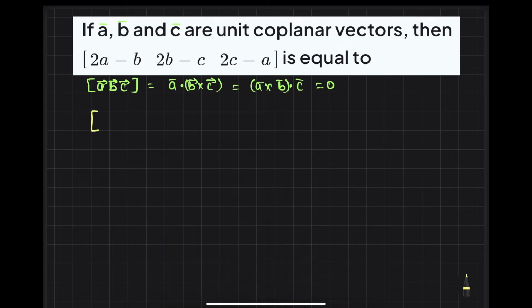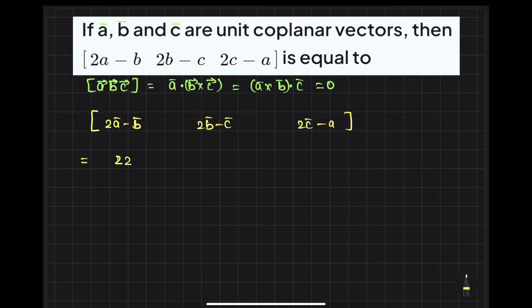a scalar triple product now, whose first component is 2a minus b. This is your first vector. Then we have the second vector 2b minus c. Then we have the third vector 2c minus a. Now can I go with the orthodox method? Because we don't have all the vectors, so we cannot go with the determinant part.